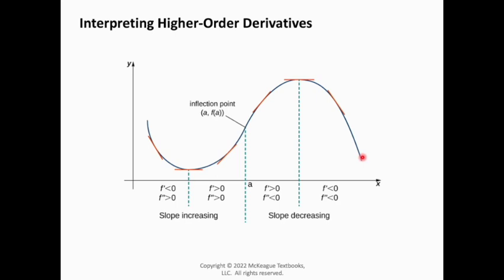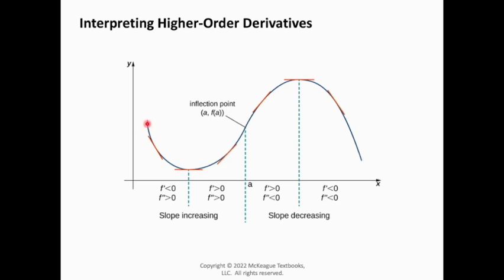Now let's look at what the second derivative means. The second derivative tells us the rate in which the first derivative is changing. And when we look at that graphically, that's indicating the way that the graph is shaped in terms of concavity. So if the second derivative is positive, that indicates that you're on an interval that is concave up. And if your second derivative is negative, that indicates that you're on an interval that's concave down.